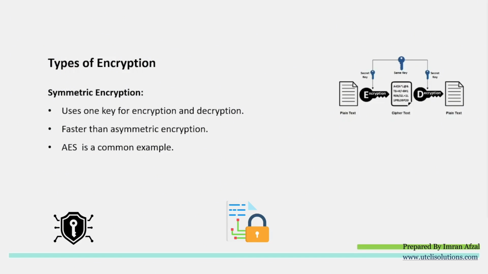Let's consider an example. Well, imagine you have a magical diary that you want to keep secret. To lock and unlock this diary, you use a special key. So, only you and your best friend have this key, and you trust him completely. This is how symmetric encryption works.